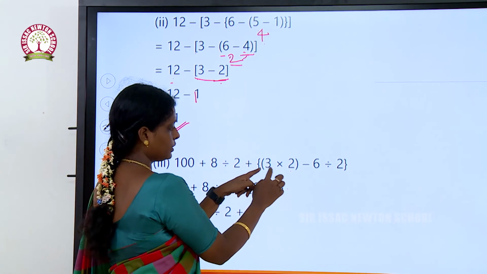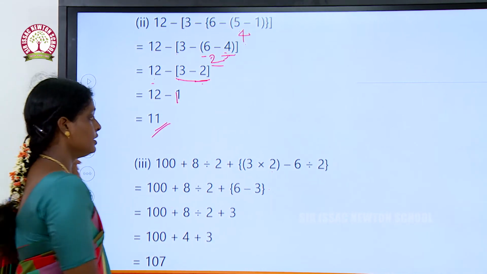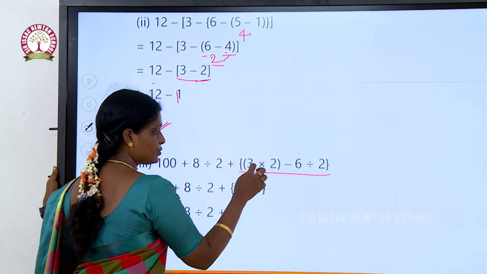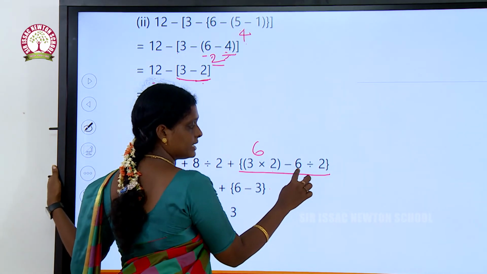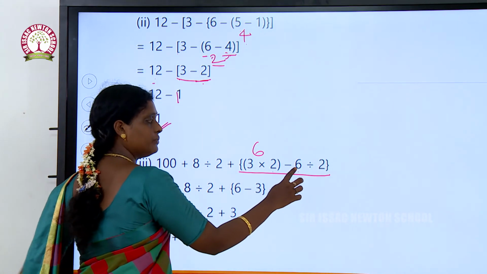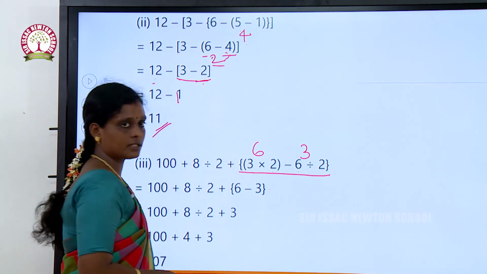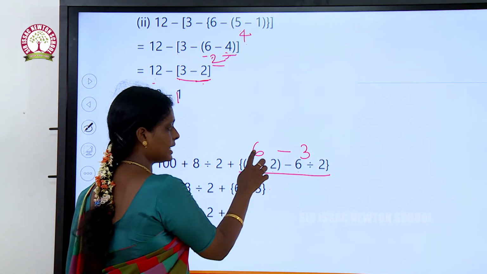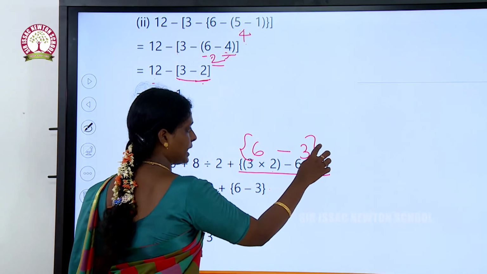See, you have to solve the numbers which are inside the brackets. So I am going to solve these numbers. So 3 into 2 means 3 2s are 6 and you have to divide 6 by 2. If you divide 6 by 2 you will get 3, right? Okay. Here it is minus, so you have to subtract this 6 and 3. It is also in the bracket.